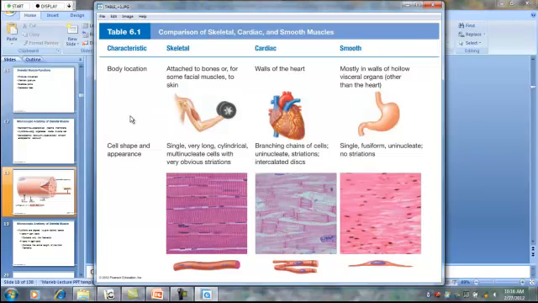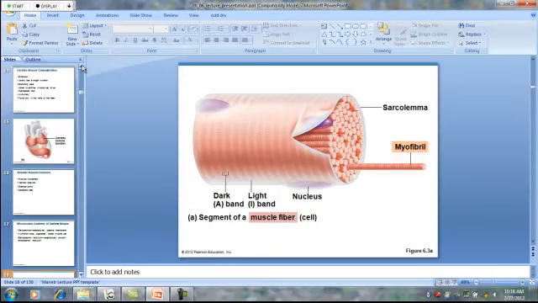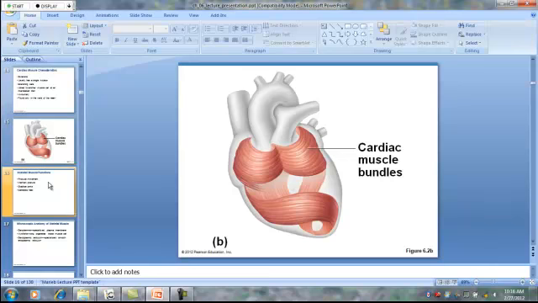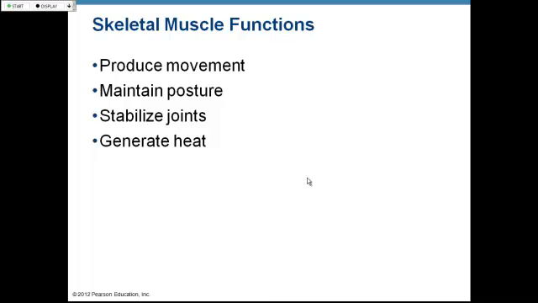So that leads us back to where we were before. And here we have a list of functions of skeletal muscles. And you know how I like to ask you about functions. Skeletal muscles produce movement. They maintain posture, stabilize joints, and generate heat. It's pretty easy to figure out how they produce movement. We ask our muscles to contract, and I can lift my clicker.